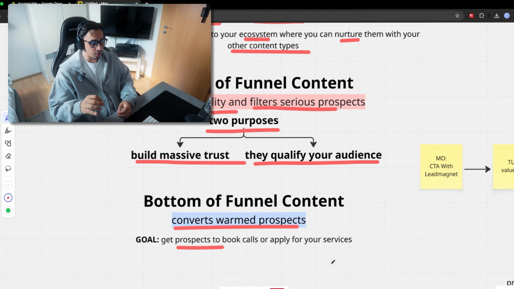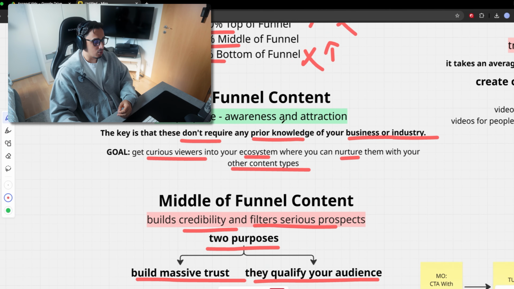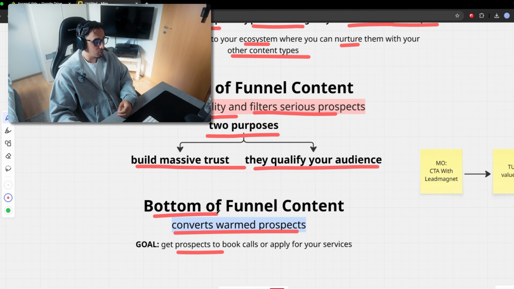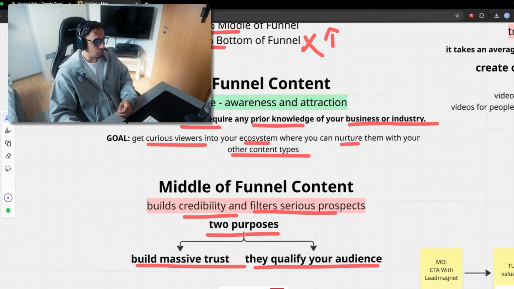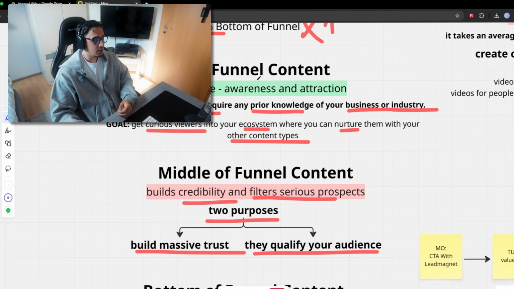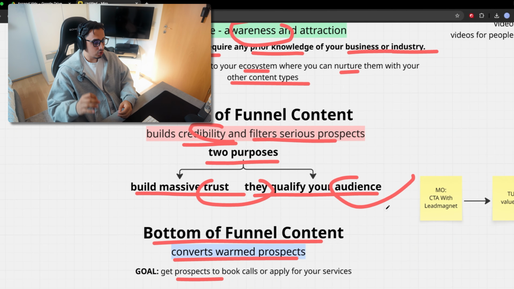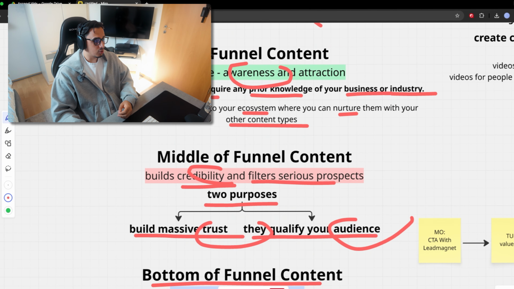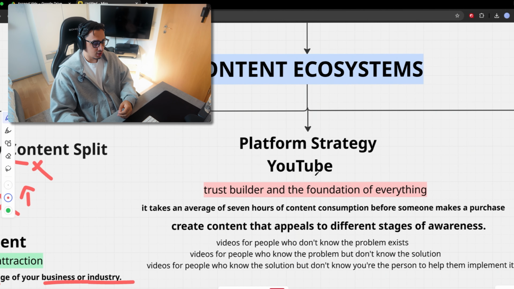But you need to remember, only post this type of content if you've already posted middle and top of funnel content. Because if you post bottom of funnel content but didn't build any goodwill with your top of funnel content or your middle of funnel content, they just won't buy, because first, you didn't even attract them or build awareness, and second of all, you didn't build any credibility or trust, and you didn't even qualify them. So you only post bottom of funnel content after you posted enough top of funnel content and middle of funnel content.